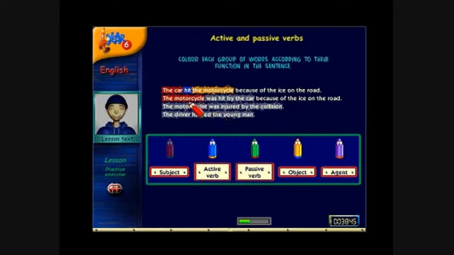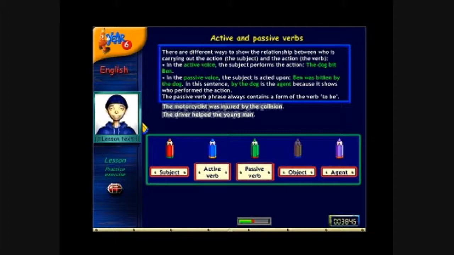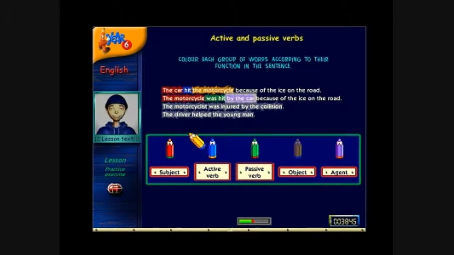Anyway, the motorcycle was hit by the car. Was hit is a passive verb, I guess. By the car. The object. No, the agent. Stupid agent. Why is it the agent? Because it's by in front of it. There are different ways to show the relationship. By the agent. By the car.